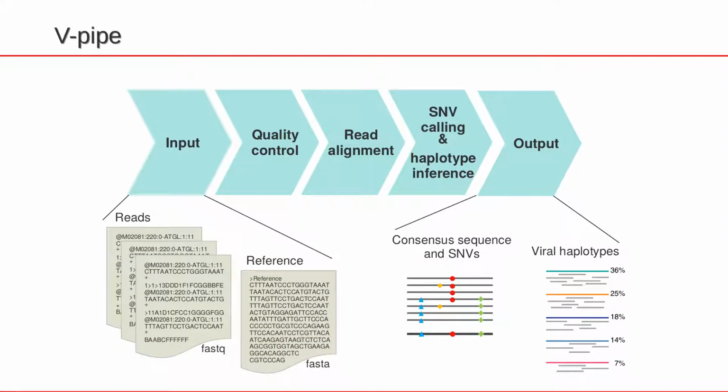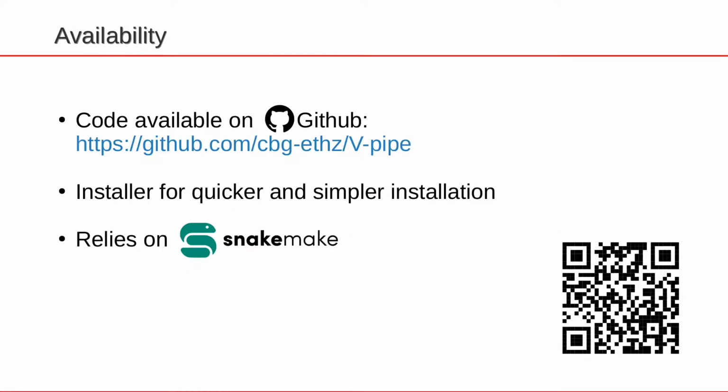VPipe takes as input the raw reads coming from the sequencing machine and a reference for the virus being studied. It can perform quality control, it aligns the reads, it generates consensus sequences, and then calls the SNVs against this consensus. It can also generate haplotypes, either at the global level or at the local level inside windows. The code of VPipe is available on GitHub.